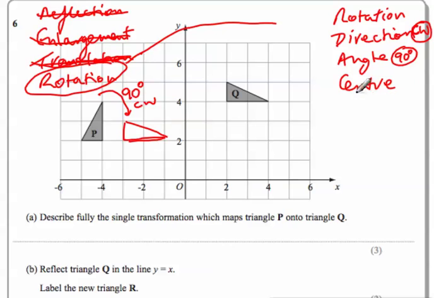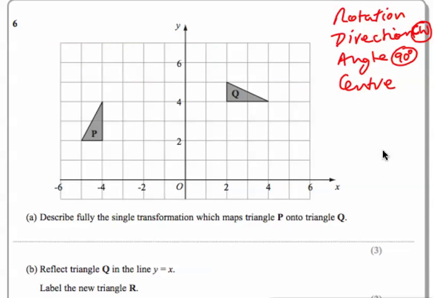Okay, so now we've just got the center of rotation to think about. Okay, just clear the decks there. So we know it's a rotation, but where is the center of rotation? Now this is where you put your hand up in an exam and you say to the invigilator, please sir or miss, please can I have some tracing paper? And they will give you some, because they like that.